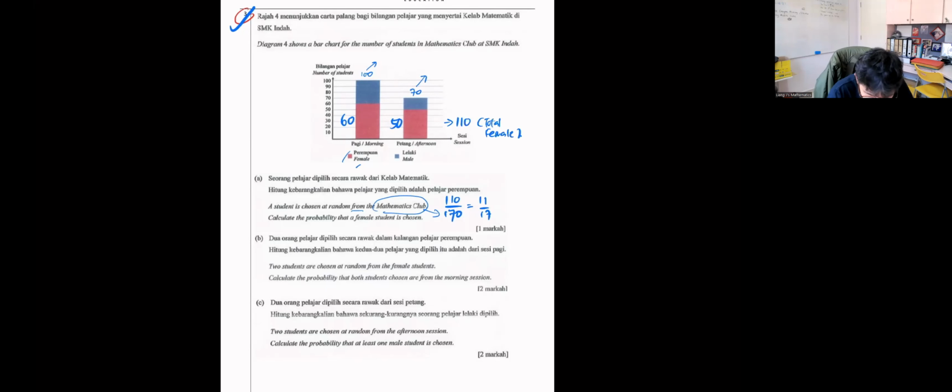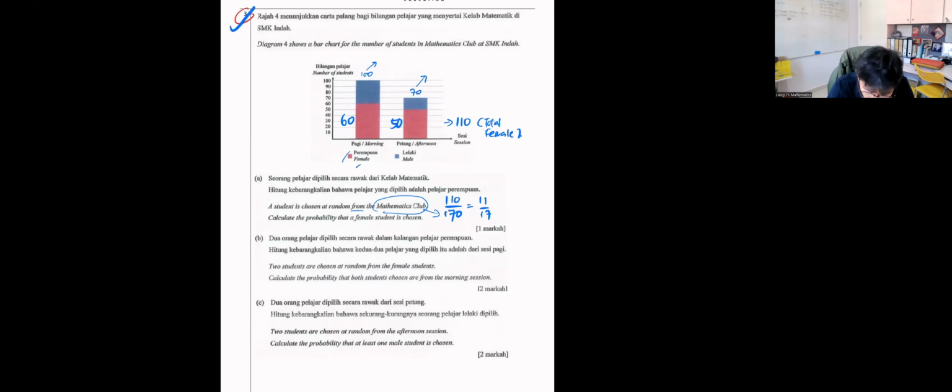Then they say, calculate the probability that both students chosen are from the morning session. So please focus on female students only. You don't have to look at the blue color anymore. Okay, everyone, can you tell me what is the first female probability from the morning session? You must get the total. Sorry, remember just now I said it's not 100, it's supposed to be 110, because I took the wrong figure. It's 110 because I calculated wrongly just now.